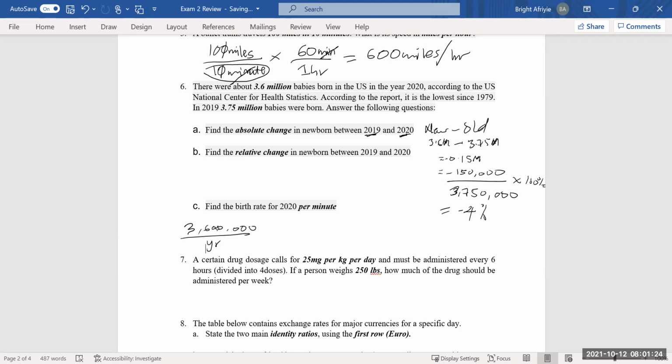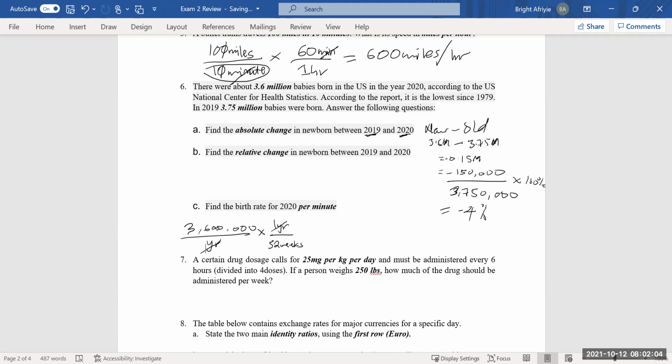Now we want to change year into seconds. So basically into minutes. How many minutes are there in a year? So that's the step that we're going to do. Is that okay? So we will do 3.6 million divided by, after changing the years, how many minutes are there in a year, and we get the birth rate for 2020 per minute. So we'll do the dimensional analysis. Now you can actually go from weeks. Now there are 52 weeks in 1 year, right? So we have 1 year, we have the 52 weeks.